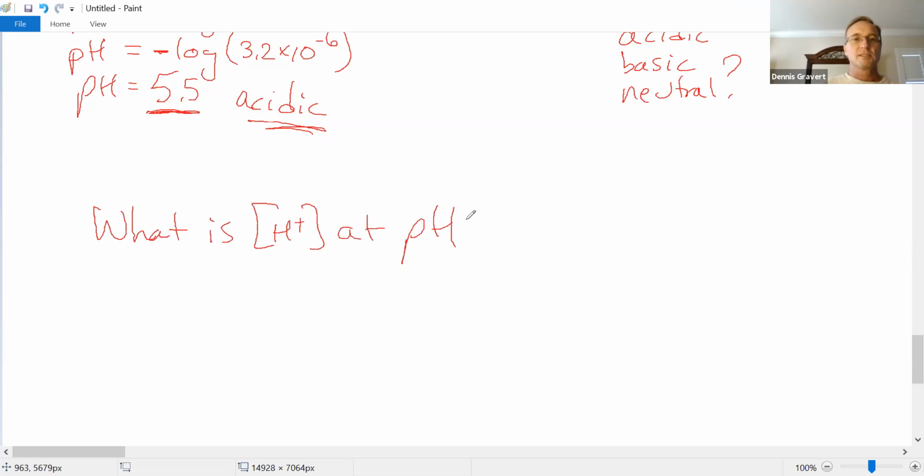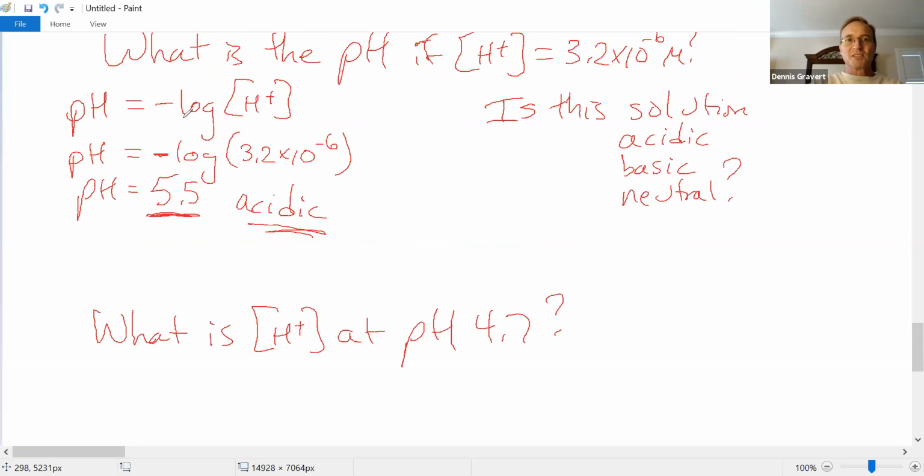At pH 4.7. I like the number better. So if you know math, you can undo this equation here, reverse this, but at the top of the exam key, I will have done it for you. Just look for this equation. The hydrogen ion concentration is equal to 10 to the negative pH.